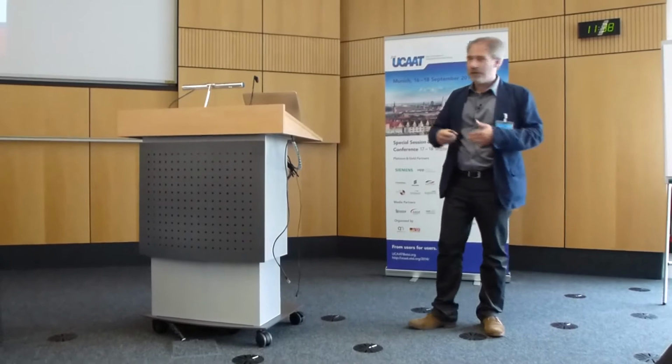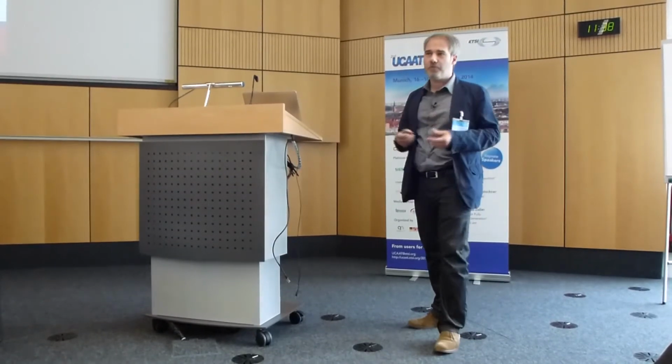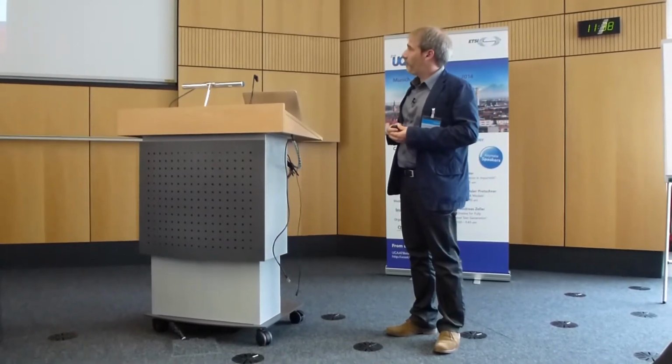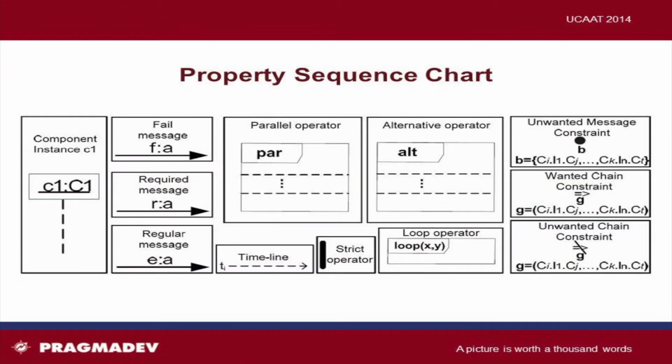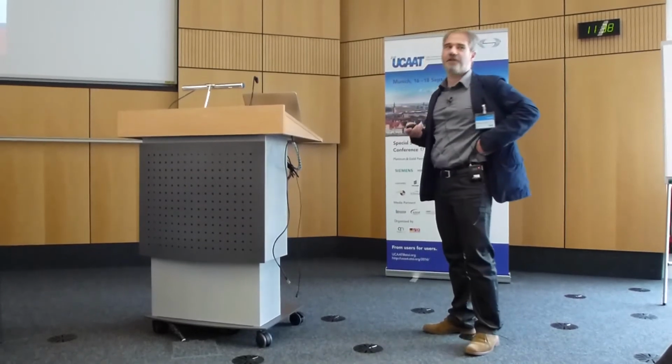But actually the property sequence chart is much larger than that. You can express more complex properties. So you'll find the different message annotation prefixes I have described here, plus also some constraints you can add to the diagram, and I'll show you an example. It will be much clearer than to try to explain it theoretically.